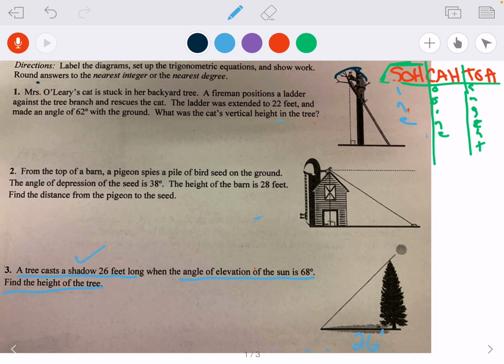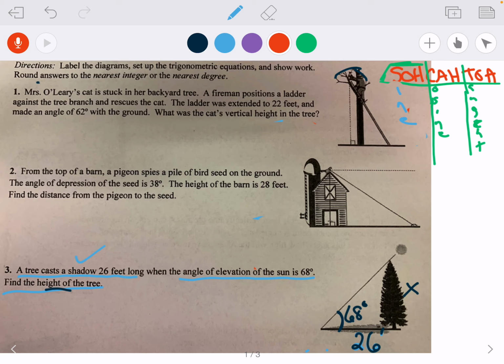Let me use a different color so you can see it better. 26 feet. There we go. The angle of elevation of the sun. Now you need to be careful because this can't be the angle of elevation, because the sun would be looking down then. So we have to do the angle of elevation with the sun. Here it is, 68 degrees. Find the height of the tree. Well, I need to find x right there.